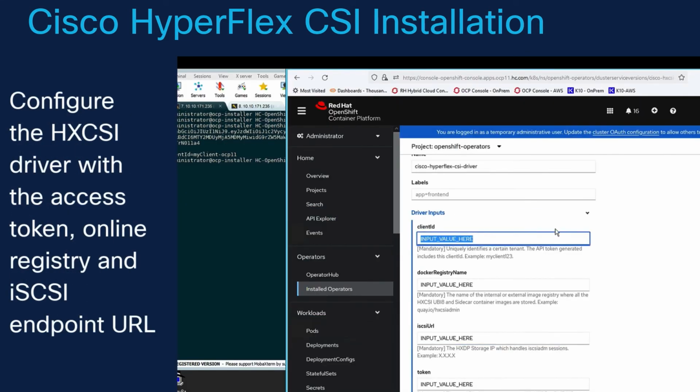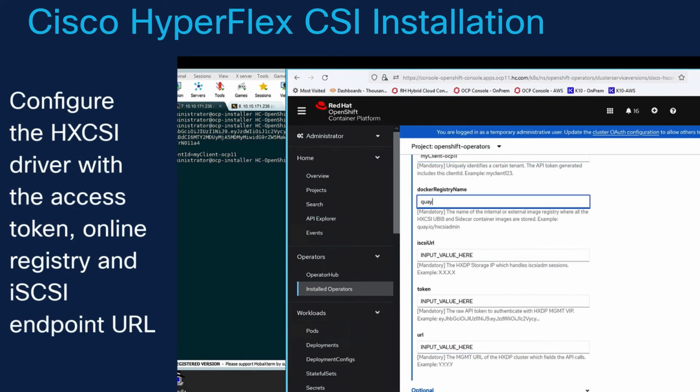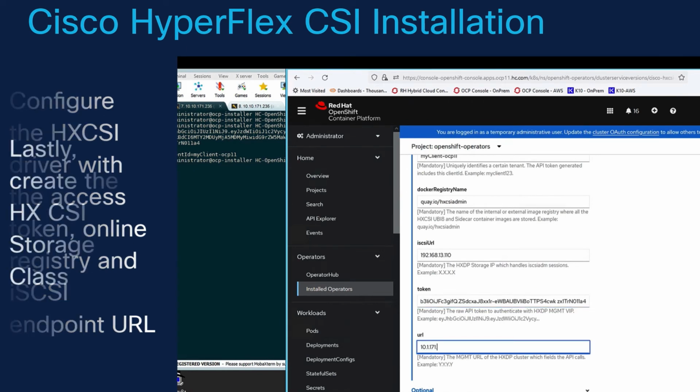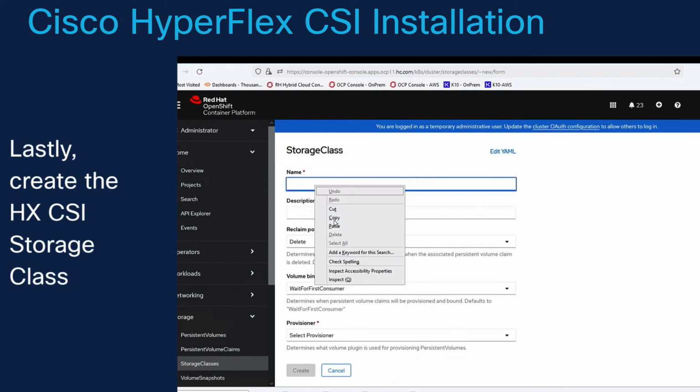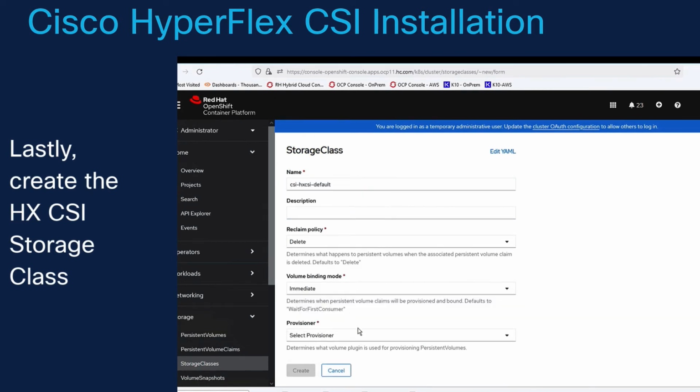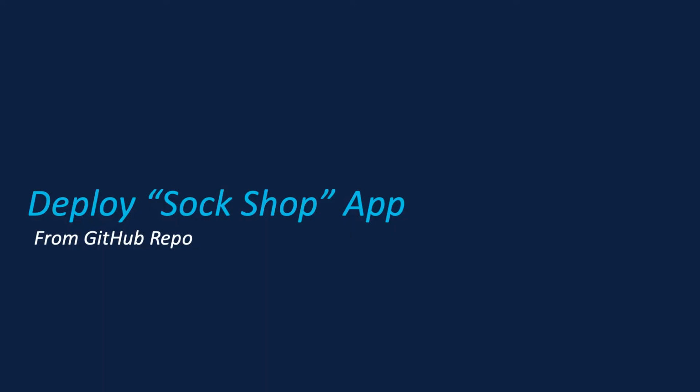We then configure the HyperFlex CSI driver with the access token, the online registry info, and the iSCSI endpoint URL. The last step in the process is to create a storage class for HyperFlex CSI. Any workload deployed on this cluster can now use the HyperFlex CSI to make persistent volume claims. The deployment of the on-prem container environment is now complete. We can now use this OCP cluster to deploy a container workload.